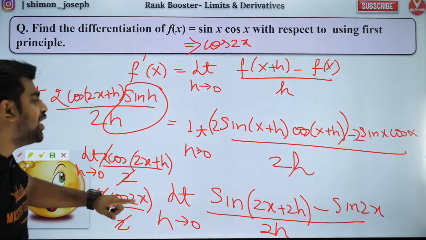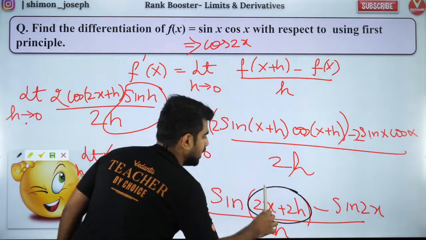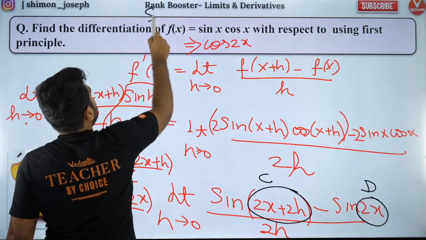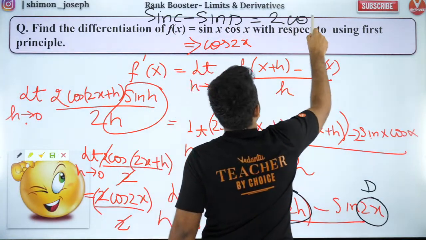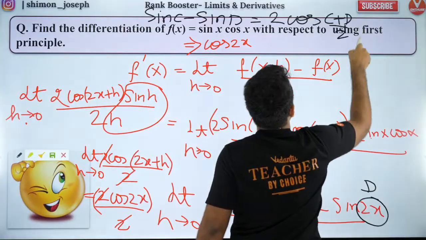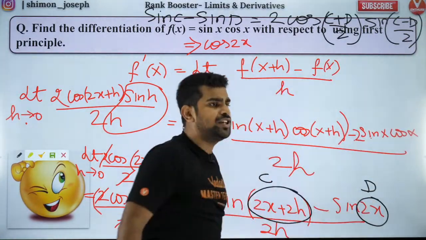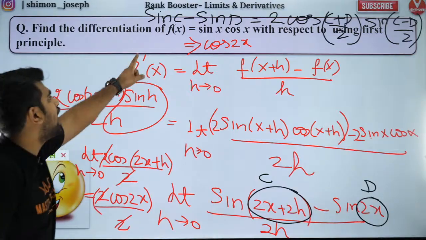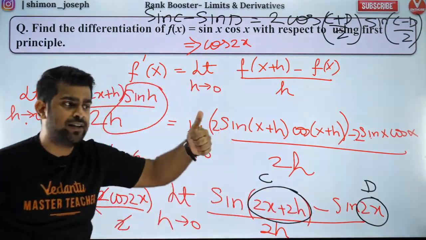Now, Anurag is asking, sir, where is C and D? Anurag, I told this formula. Sin C minus sin D. You have to use that trigonometric formula: sin C minus sin D is equal to 2 cos of C plus D by 2 into sin of C minus D by 2. So that's a trigonometric identity, and you have to be good at it. Trigonometry is such an important topic, especially for calculus. So that is the formula I used, Anurag. Got it? Very good.